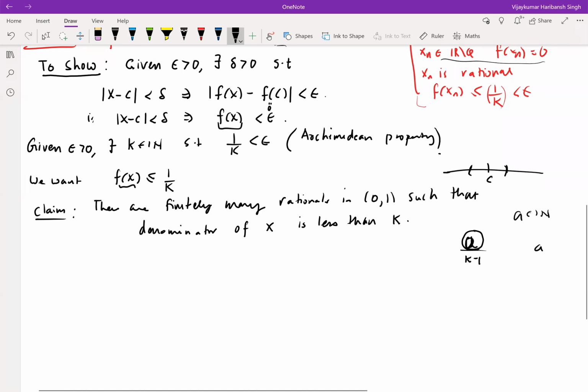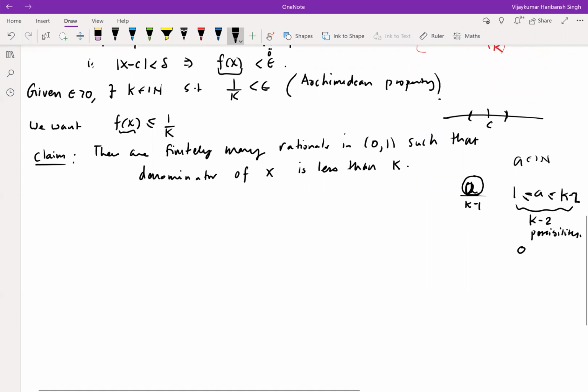So of course, a has to be greater than or equal to 1 and less than or equal to k minus 1. So you see how many possibilities there are. At most k minus 2 possibilities, right? In fact, to be more precise, if you are interested, number theoretically, there are phi of k minus 1 possibilities such that this is a legit number.